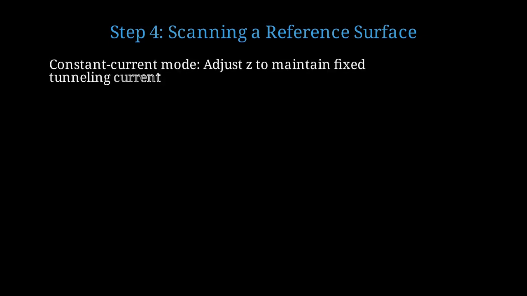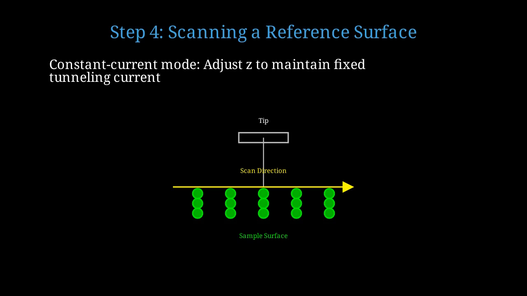Step 4 is scanning a reference surface. This is where you actually start to generate images and verify that you can achieve atomic resolution. Most STM imaging is done in constant current mode. A feedback loop adjusts the tip height Z to maintain a constant tunneling current I as you scan in the XY plane. As the tip scans across the surface, the feedback loop adjusts Z to keep the current constant. The Z voltage signal becomes the topographic image.